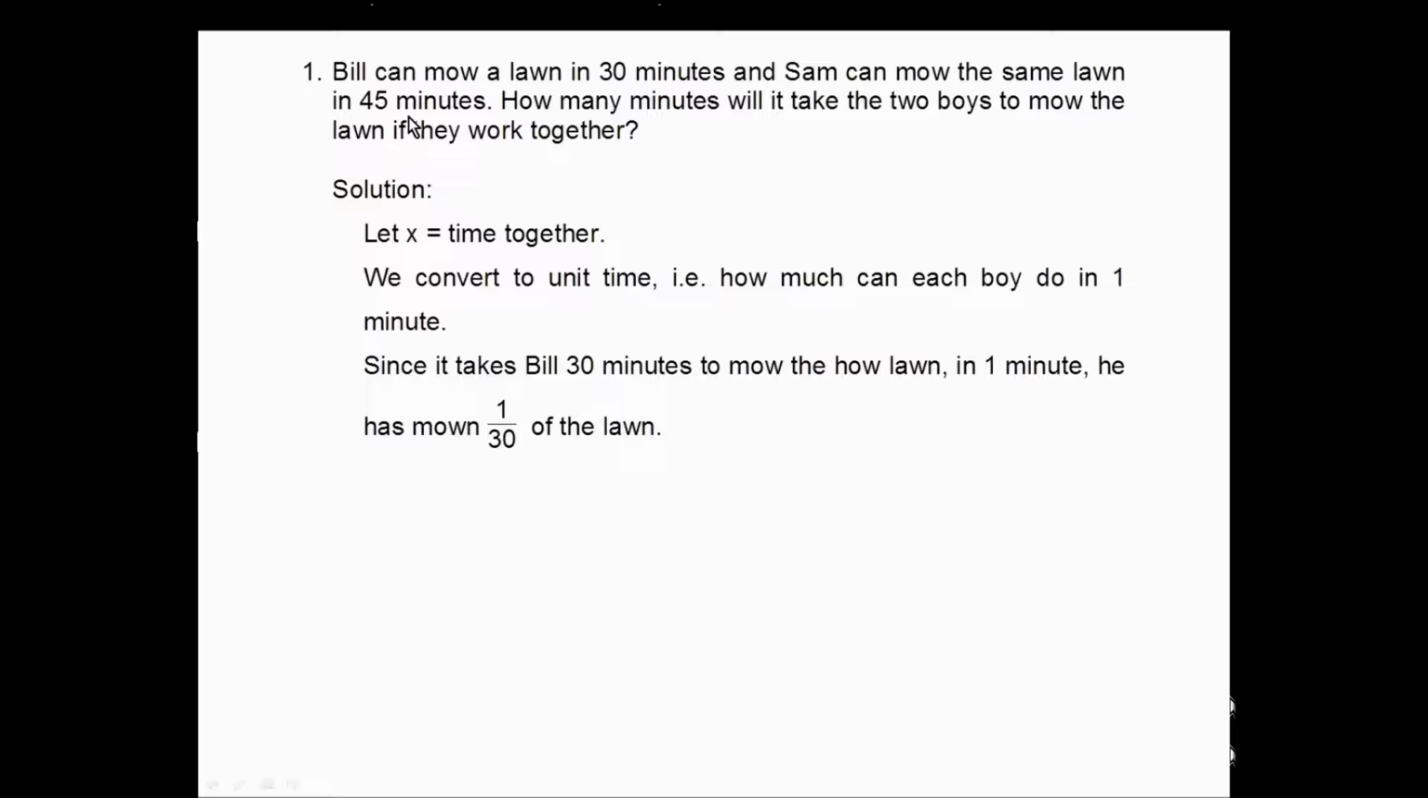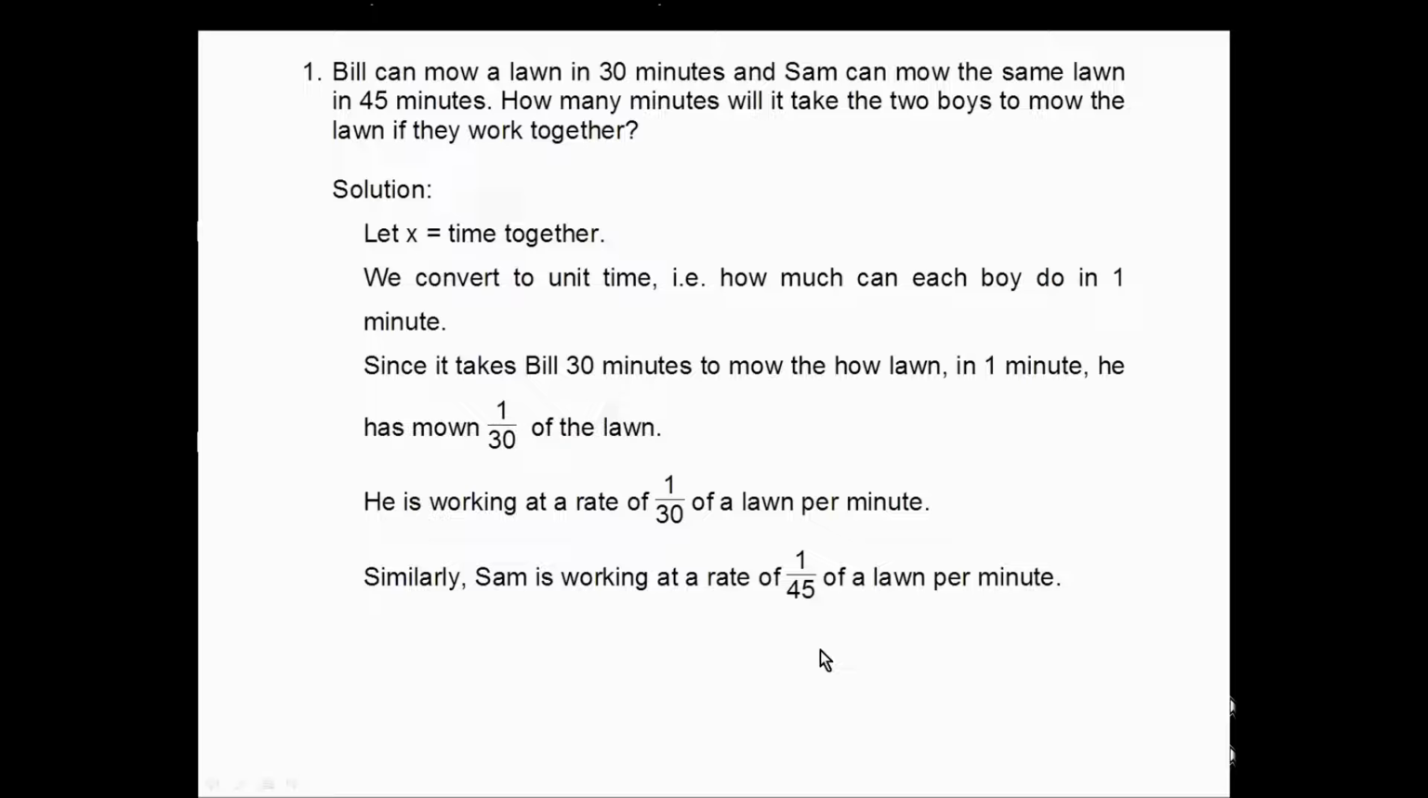Sam can mow the lawn in 45 minutes, so in 1 minute, he's 1/45th of the way through. So Bill works at a rate of 1/30th of a lawn per minute, and Sam is working at a rate of 1/45th of a lawn per minute. So you take the individual times and flip them over. Now if you're doing distance equals rate times time, that's our rate.